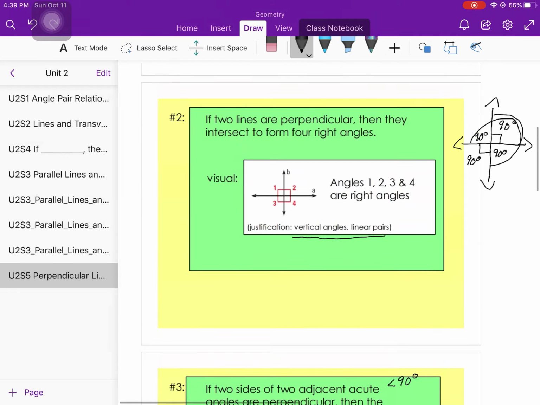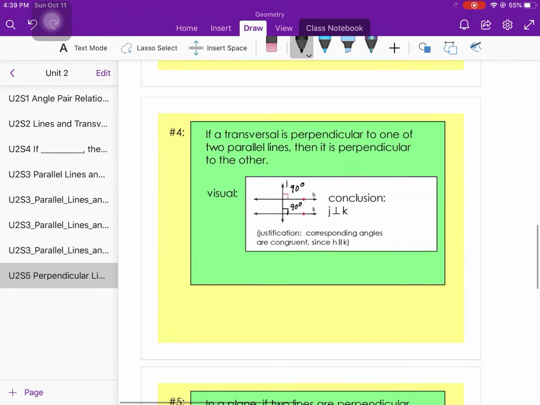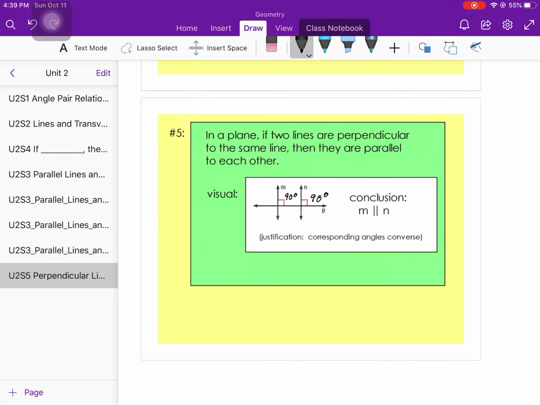Okay, so that is it for the notes. Just make sure you have these little diagrams and stuff that I jotted down, and we will just do some practice with these problems the next time I see you.